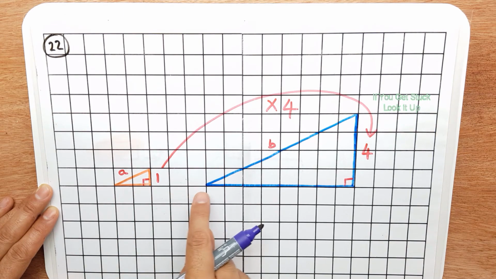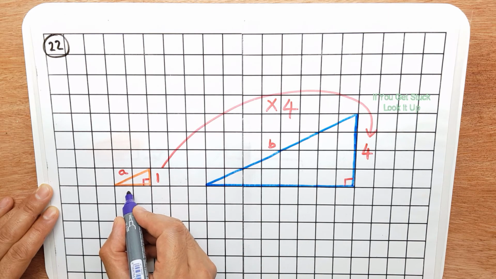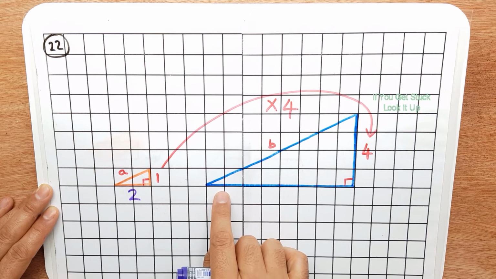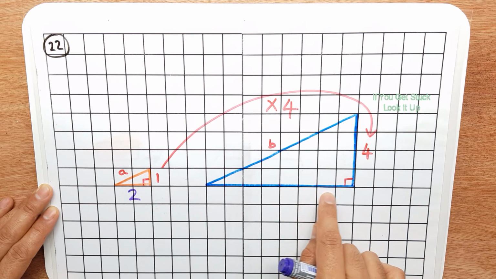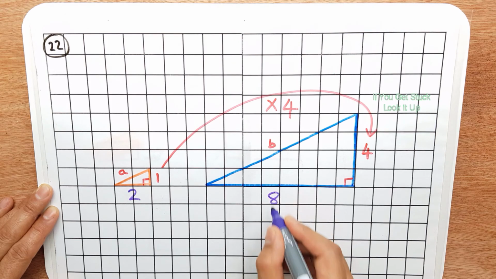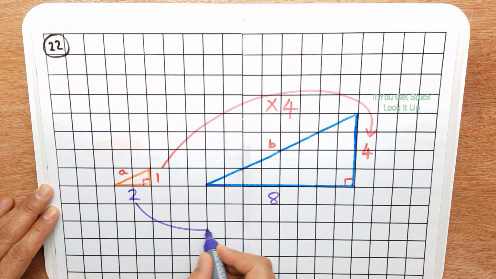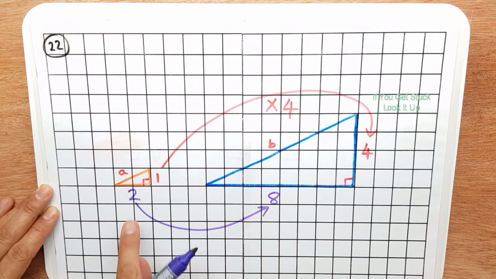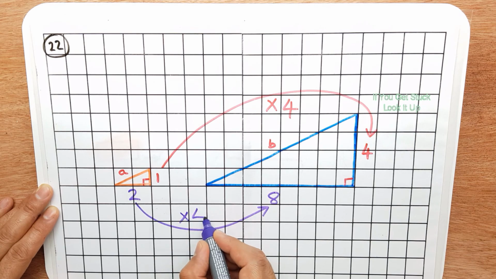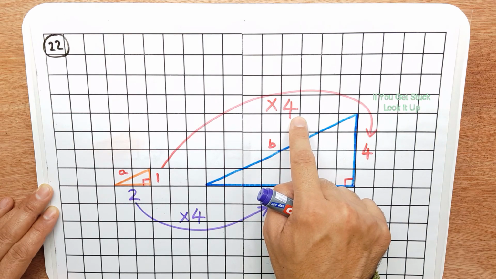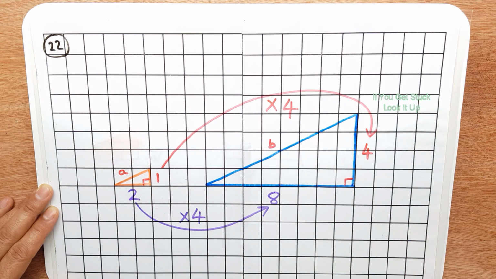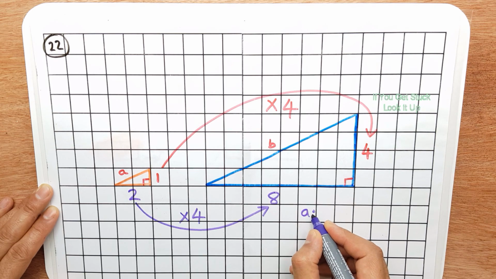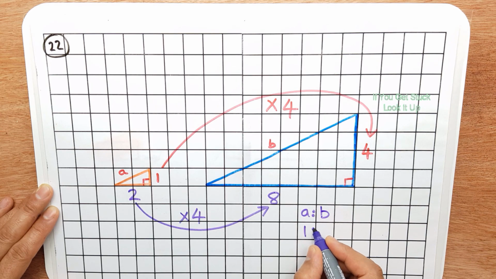Now let me compare this side with this side. So I have 2 squares here, and I have 1, 2, 3, 4, 5, 6, 7, 8 squares here. So how did I get from 2 to 8? And if I know my 2 times table, I know I multiplied it by 4. So if you look at this 4 and this 4 are both the same. So the ratio of A to B will be, let me write that down, A to B will be 1 to 4.